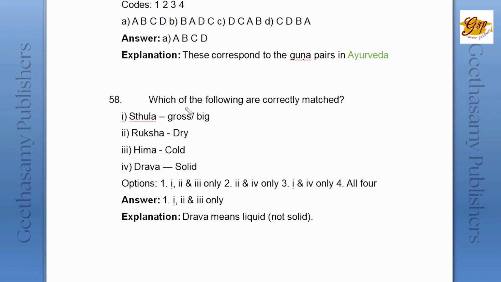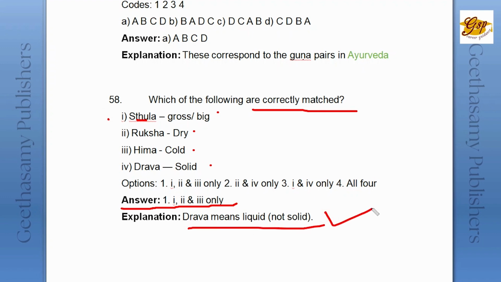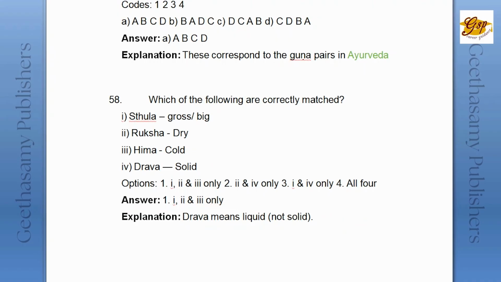58th question. Which of the following are correctly matched? Sthula, big. Ruksha, dry. Hima, cold. Drava, solid. Options: 1, 2, 3 only; 2 and 4 only; 1 and 4 only; all 4. The correct answer is 1, 2, 3 only. Drava means it is liquid, it is not solid.